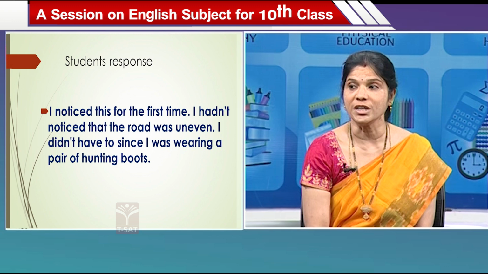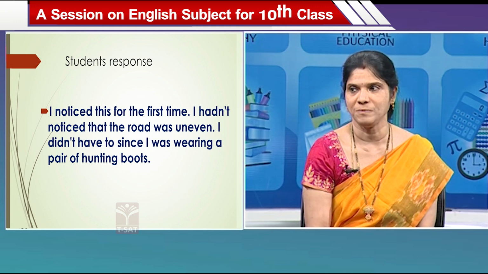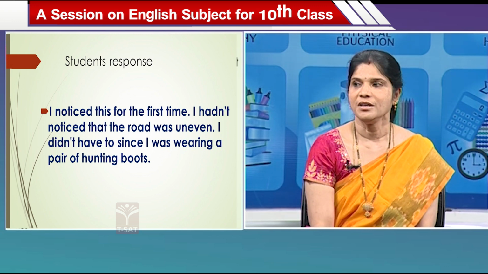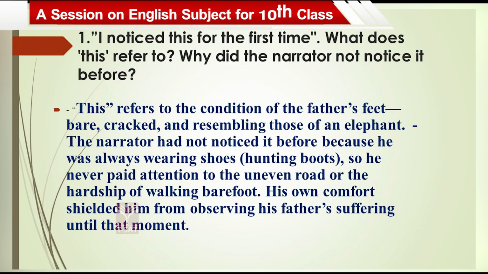So we will see what answer children usually write. What you do is, you ignore the sentence 'I noticed this for the first time', and you only catch hold of the word notice and lift the sentence and write it as it is. But it's an inferential question. You need to know what 'this' refers to in the passage, and here it refers to the condition of father's feet: bare, cracked and resembling those of an elephant. Why did the narrator not notice it before?